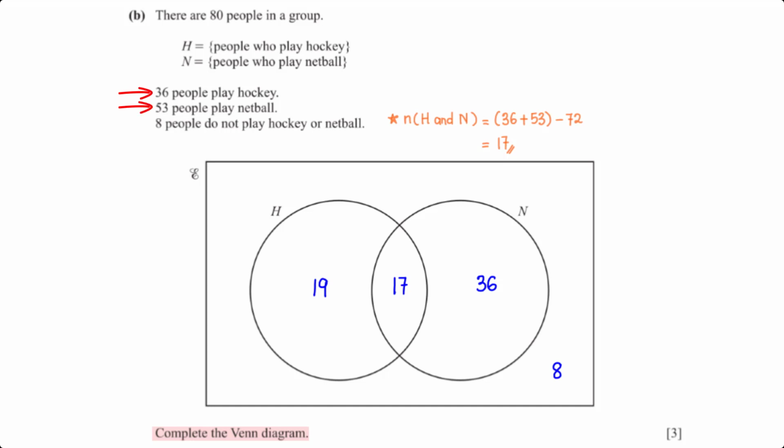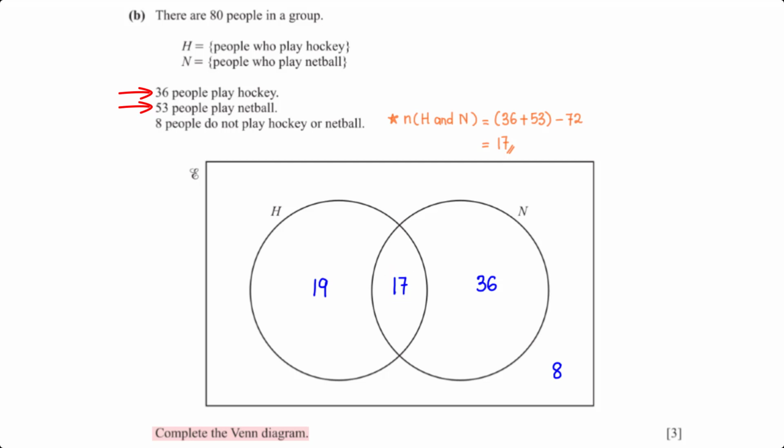We've also been told that 36 people play hockey and 53 people play netball. From this, we first need to find the number of people who play both hockey and netball. We get this by subtracting 72 from the sum of 36 and 53. This gives us 17. So we put 17 in the intersection of sets H and N.